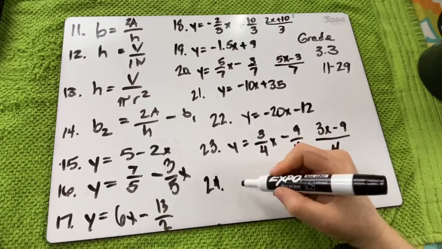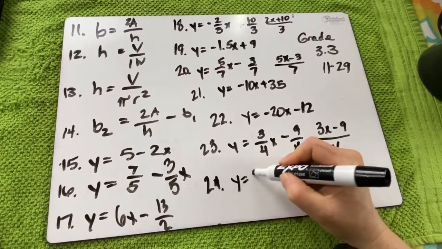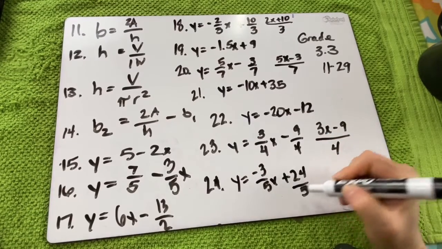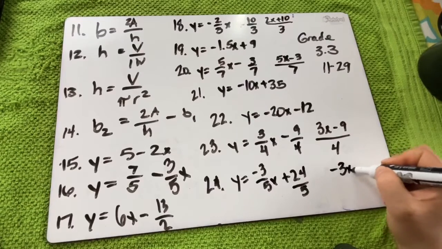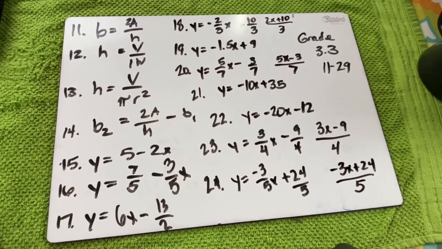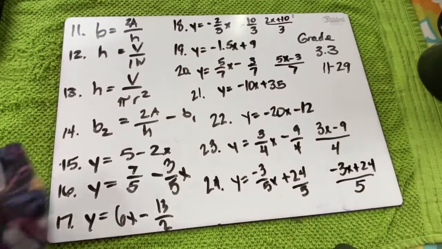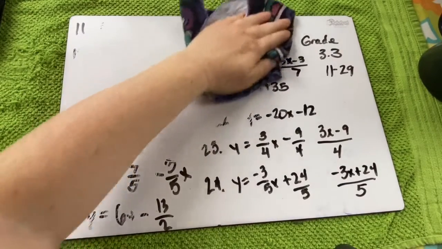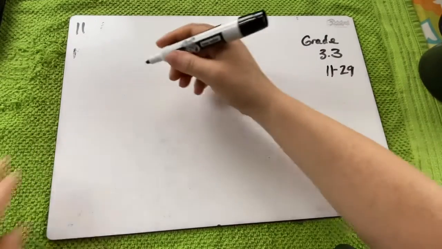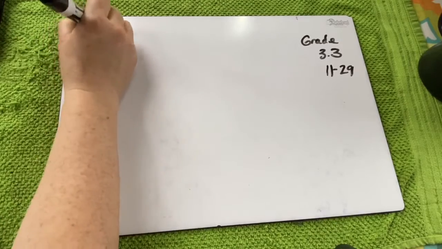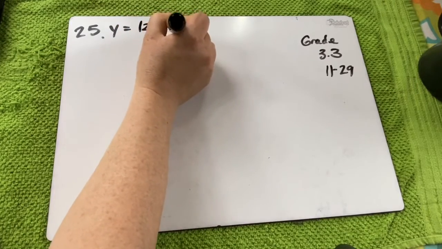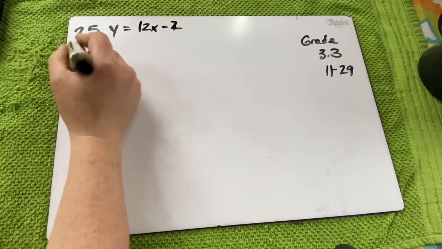24. Y equals negative 3/5 X plus 24/5. So again, if you have negative 3X plus 24 divided by 5, that would also work, okay? They just separated the 5, okay? 25. Y equals 12X minus 2. Sorry, I wrote 1. 2.